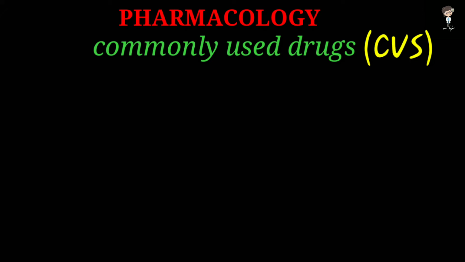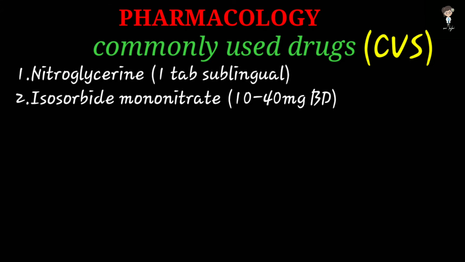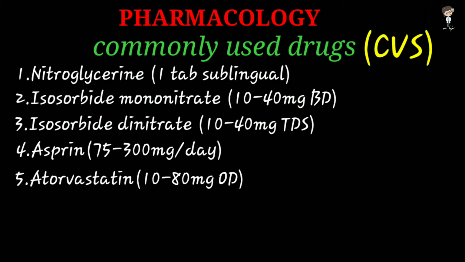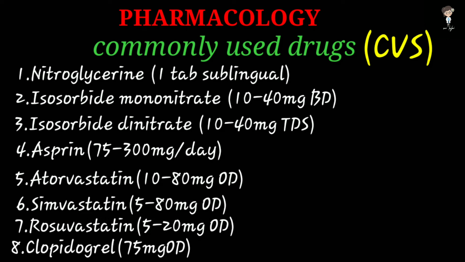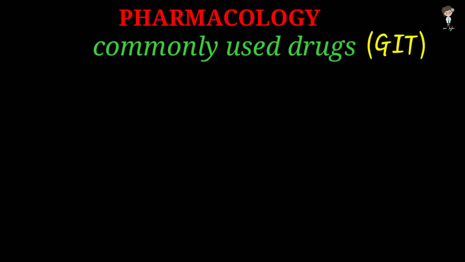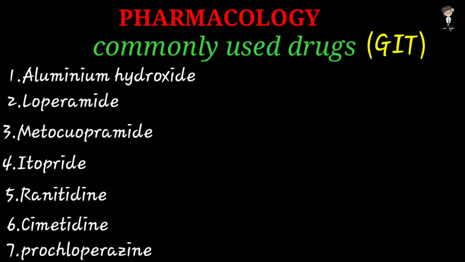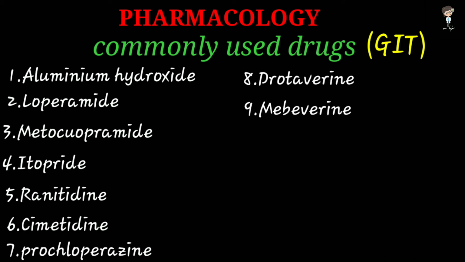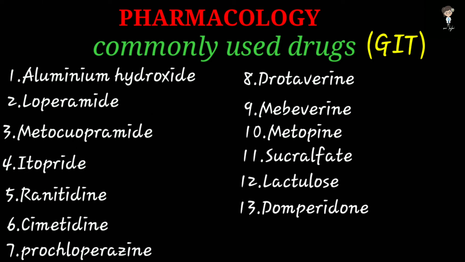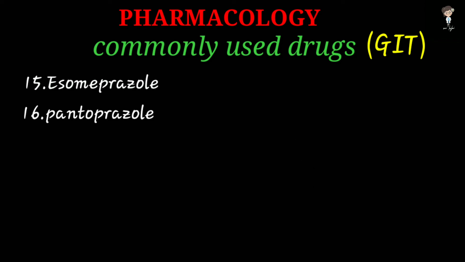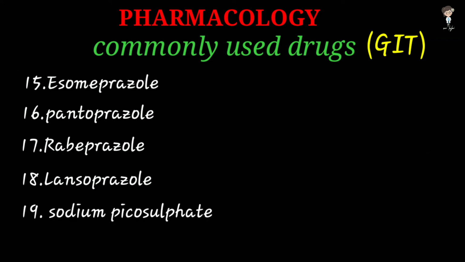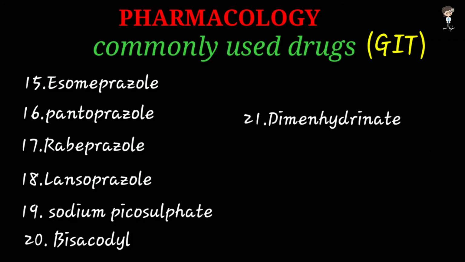In CVS, we have 11 commonly used drugs which are named as nitroglycerin, isosorbide mononitrate, isosorbide dinitrate, aspirin, atorvastatin, simvastatin, rosuvastatin, clopidogrel, which can be used in combination with aspirin, amiodarone and digoxin. For GIT, we have 21 drugs because mostly and commonly drugs are used in GIT treatment. So they are aluminium hydroxide, loperamide, metoclopramide, itopride, ranitidine, cimetidine, prochlorperazine, drotaverine, mebeverine, hyoscine, sucralfate, lactulose, domperidone, omeprazole, esomeprazole, pantoprazole, rabeprazole, lansoprazole, sodium picosulfate, bisacodyl and dimenhydrinate.